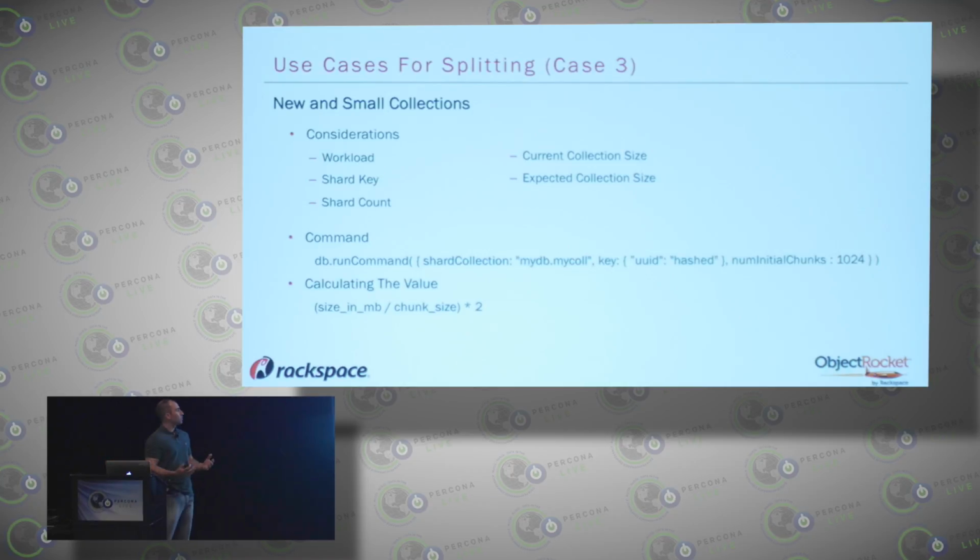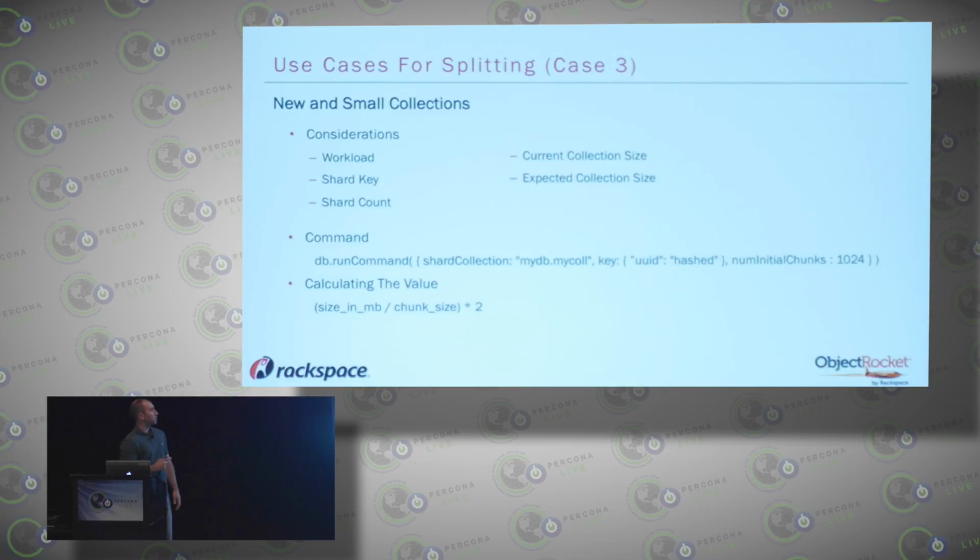I don't know if you've ever noticed, but when you initially shard a collection with existing data, MongoDB tries to create 32 megabyte chunks. That gives room for growth, but is not too small, and that's what we're trying to achieve with that calculation.